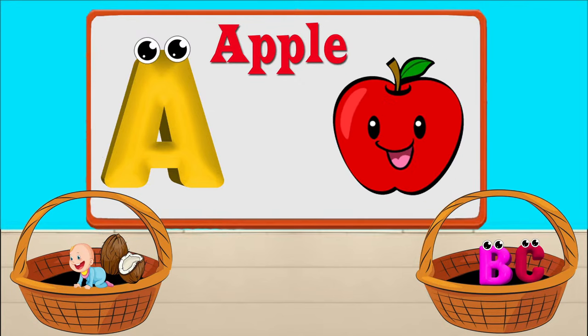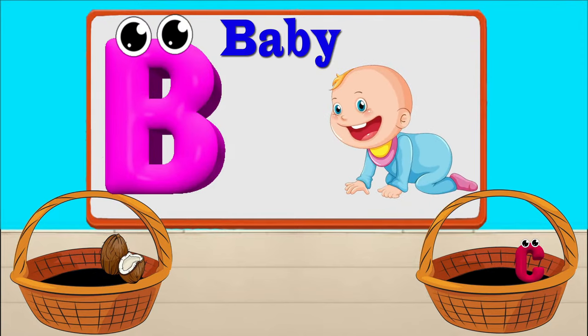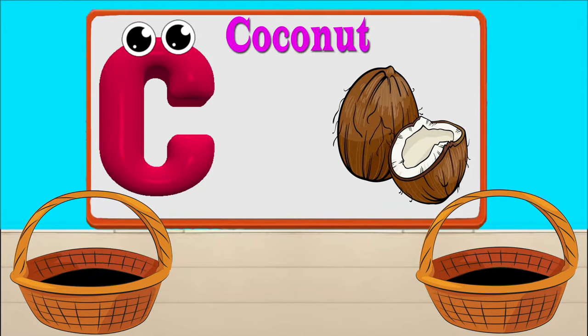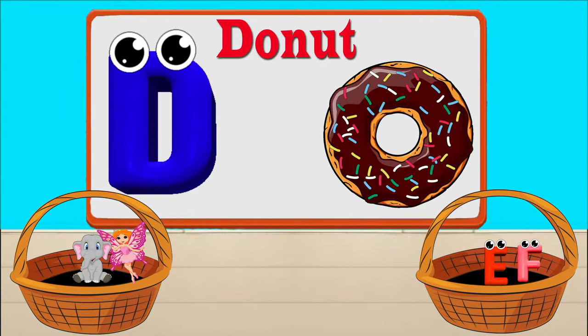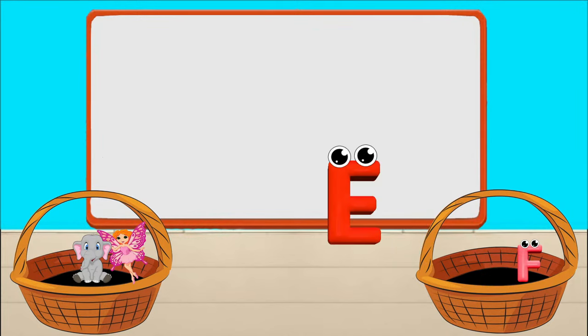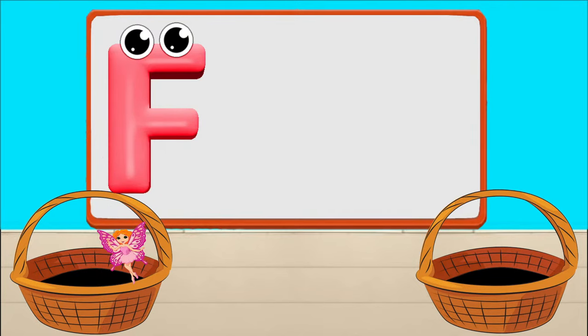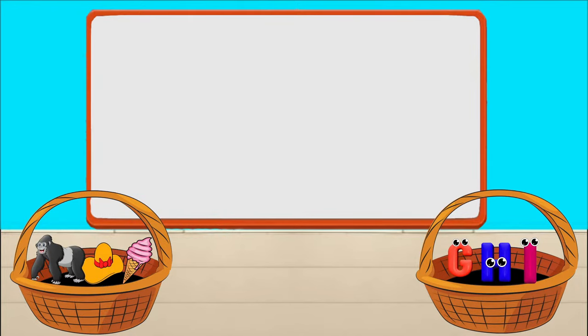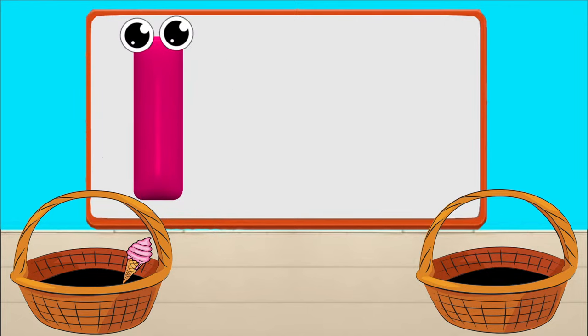A is for apple. B is for baby. C is for coconut. D is for donut. E is for elephant. F is for fairy. G is for gorilla. H is for head.